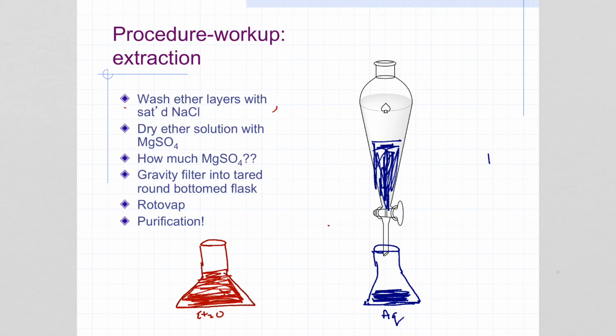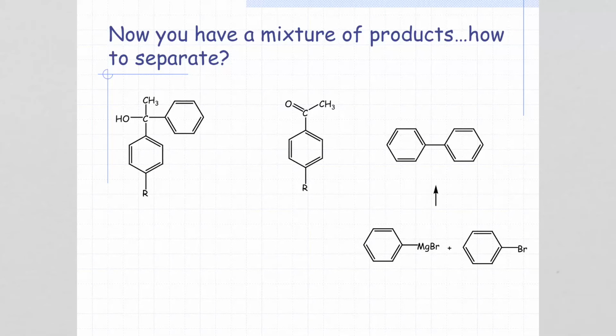So once you've got your solution, you want to gravity filter using fluted filter paper into a tared, meaning pre-weighed, round bottom flask. Then we're going to rotovap it. And normally what we would do is a purification step with this, called column chromatography, which is basically a preparative type of thin layer chromatography, but we are not going to do that last part of the reaction, so this is the point at which we'll stop and analyze our product.